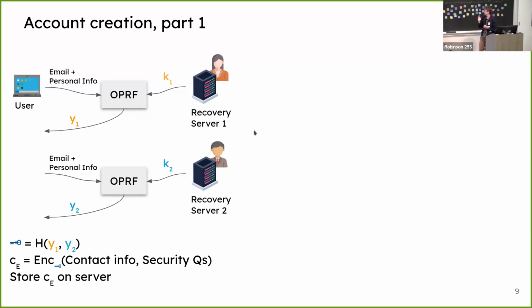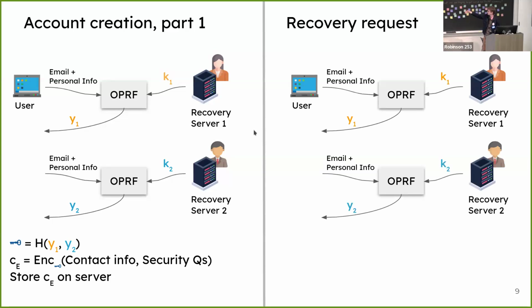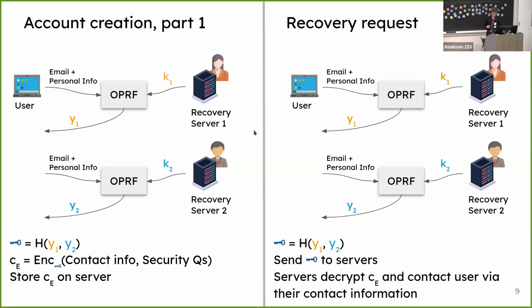So now, what happens when the survivor forgets their password? In a recovery request, the user is essentially going to redo these OPRF interactions. They're going to resend their email and personal info string and rederive the exact same values from the OPRF. And now they can locally rederive the same key that was used to encrypt that ciphertext before. But this time, they can just send that key to the servers. And the servers can now decrypt the ciphertext which they've stored and learn the user's email address.